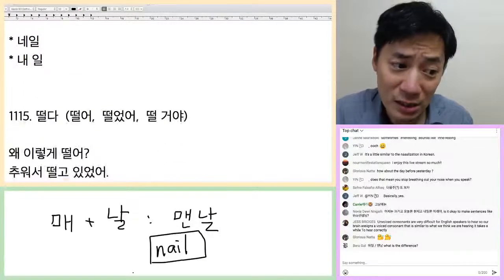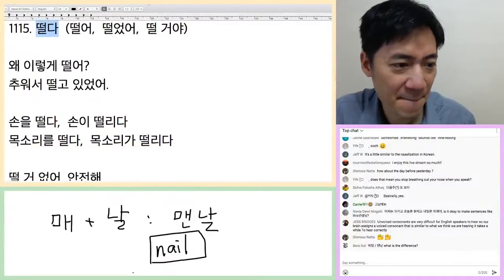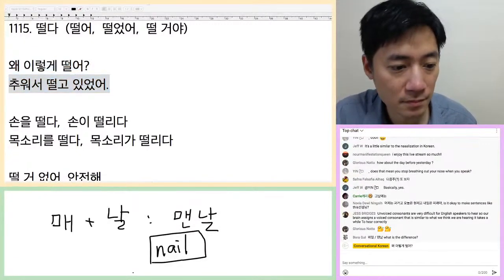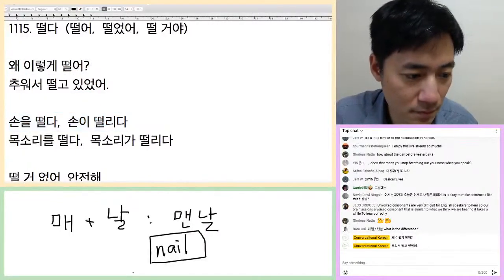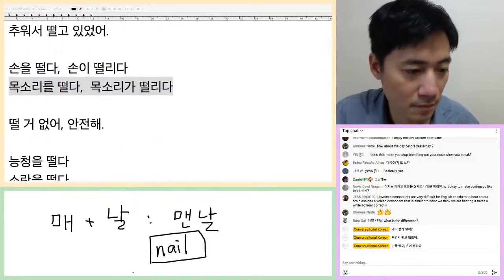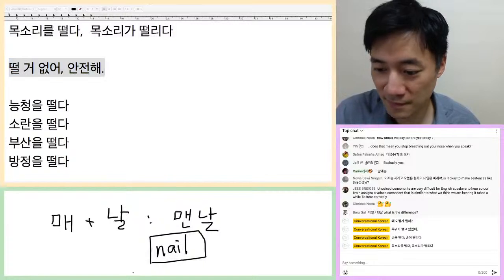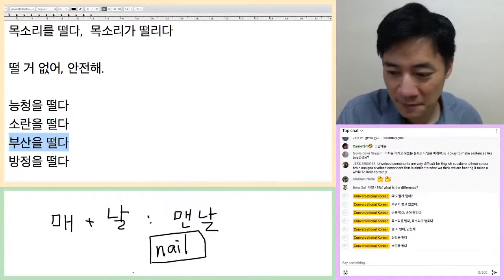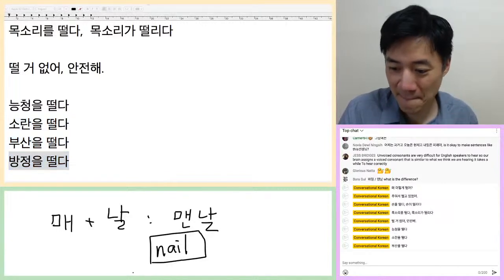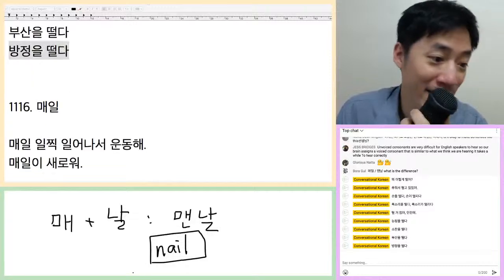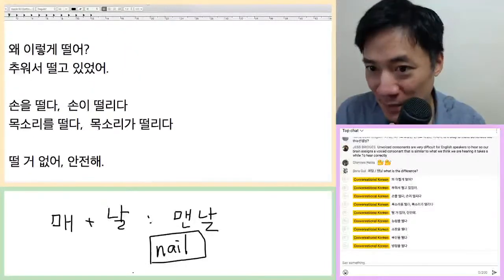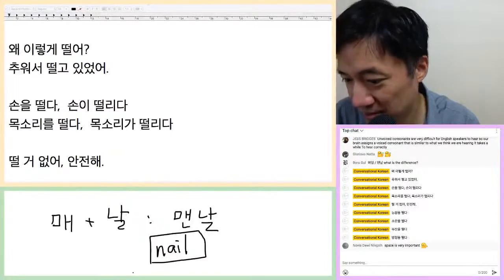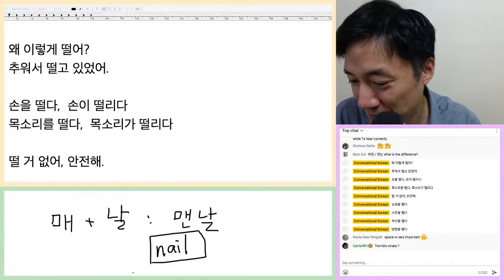And the next one is 떨다. Oh, 떨다. Do you know what it means? 떨다. Okay. 매일. Yes. 떨다. What does it mean? Okay. 떨다. Space is very important, yeah, in written Korean, spacing. Tremble, shake. Yeah, that's right.